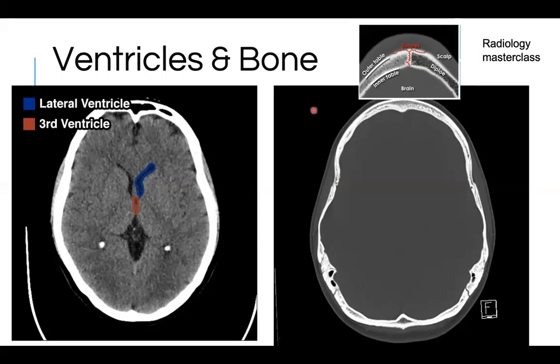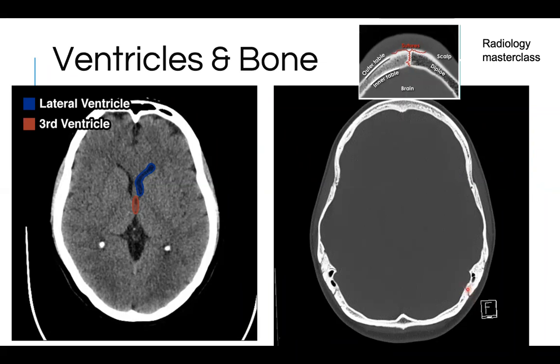And then moving on to the bone. So you can see here we have the outer table, which is this line on the outside, and the inner table, which is on the inside, just before the brain, and then the sutures. So something really important to note is that the suture lines are quite jagged, so don't mistake them for fractures.